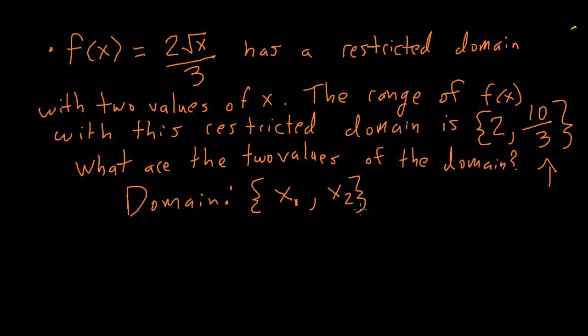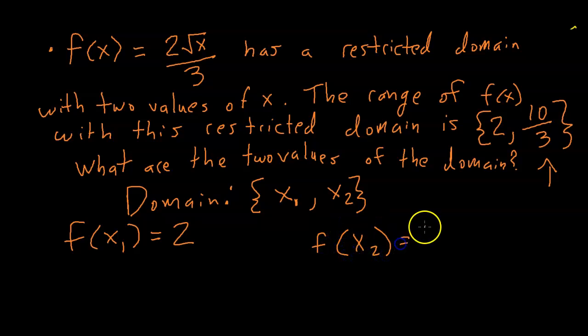And we know that one of them, if we take it and plug it into f of x, we'll get an output of 2, right? And we know that therefore the other one, if we take it and plug it into f of x, we'll get the output 10 over 3. Okay? So what does that mean?